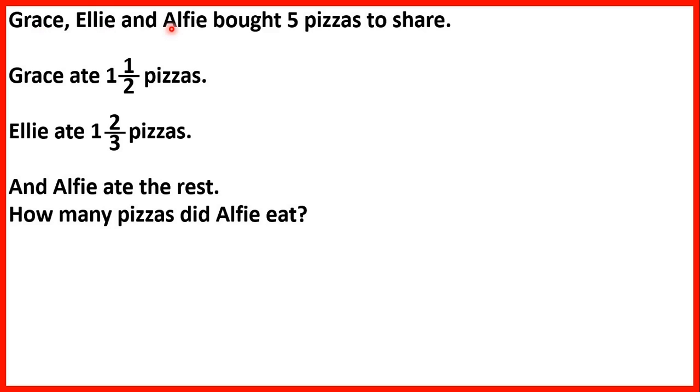Grace, Ellie and Alfie bought 5 pizzas to share. Grace ate 1.5, Ellie ate 1 2/3, and Alfie ate the rest. How many pizzas did Alfie eat? Well, what we can do is add up the total that were eaten by Grace and Ellie and then subtract that total from 5. So we need to work out 1½ plus 1 2/3.